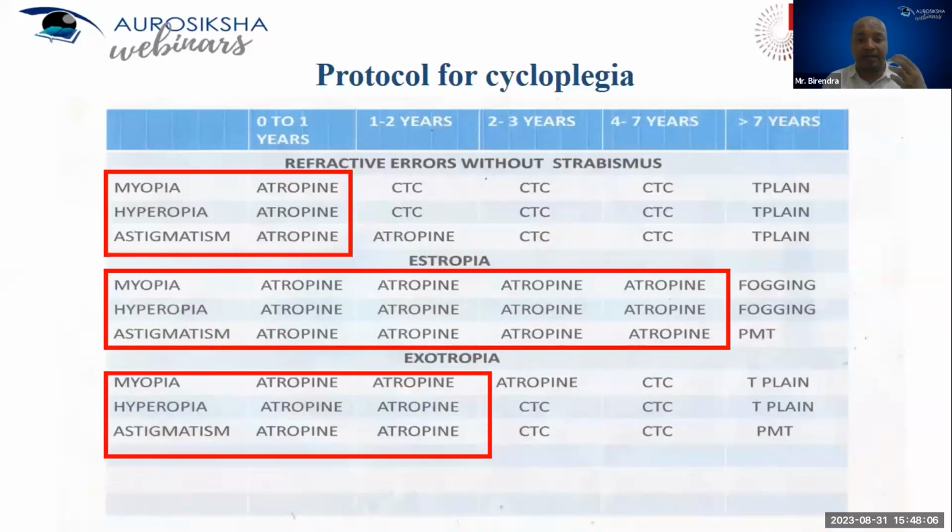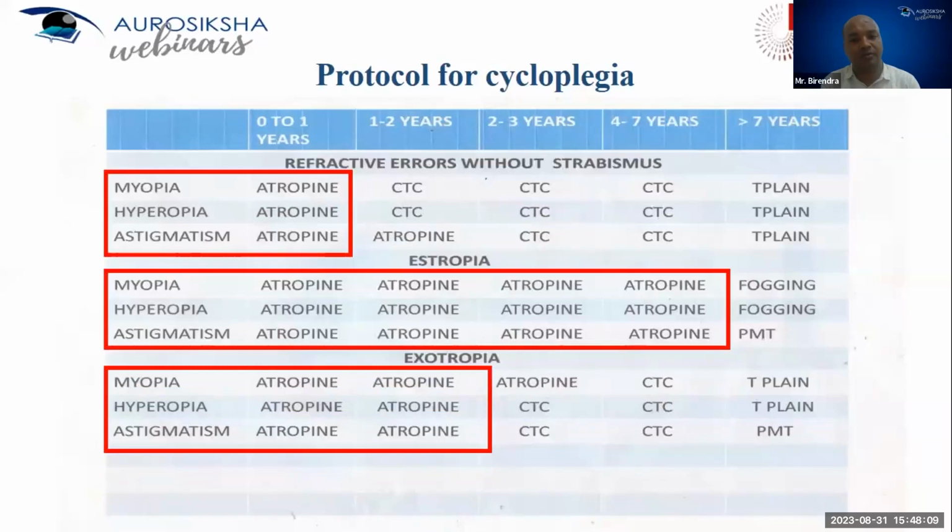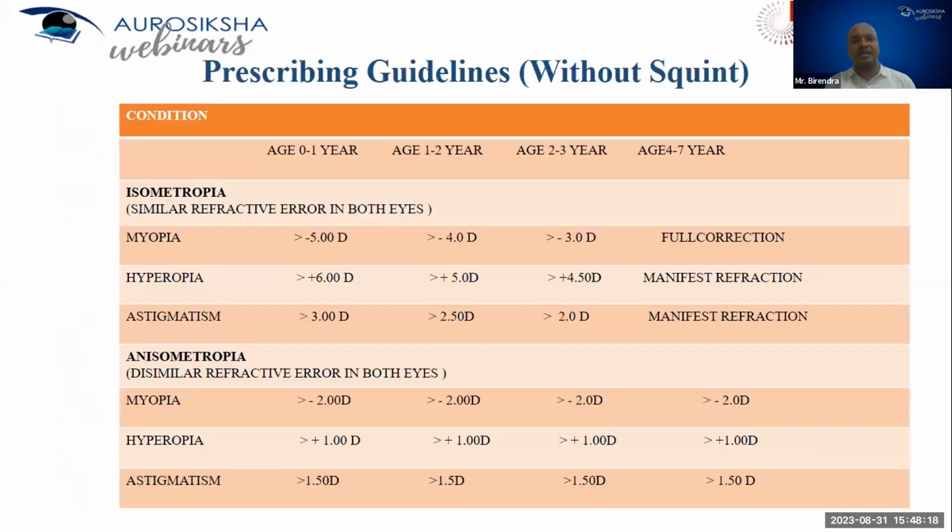And in exotropic condition, till the age of 2 years, you will use only atropine. Then you can use cyclopentolate from 3 to 7 years. So these are some prescribing guidelines without squint.